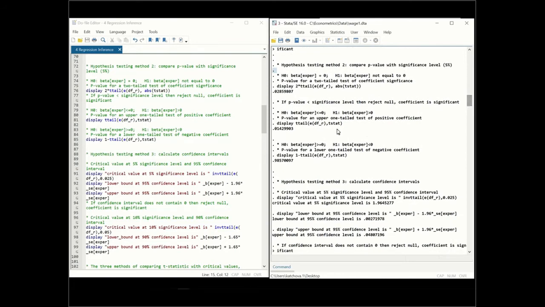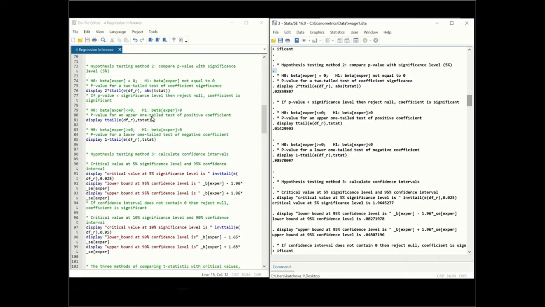So here we have the p-value. If the p-value is less than the significance level, then reject the null and the coefficient is significant. In this case, the p-value is less than 0.05, which is our significance level. So we again find that the coefficient is significant. This was a two-tailed test, where the null hypothesis is that the coefficient beta on experience equals 0 versus the coefficient is not equal to 0.